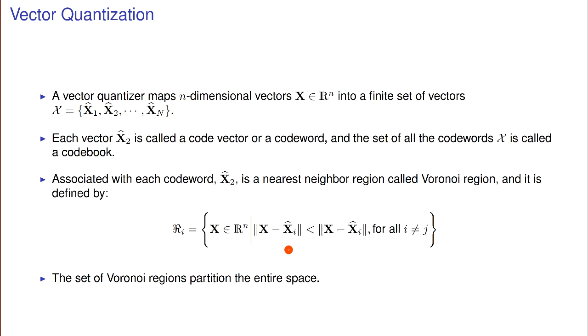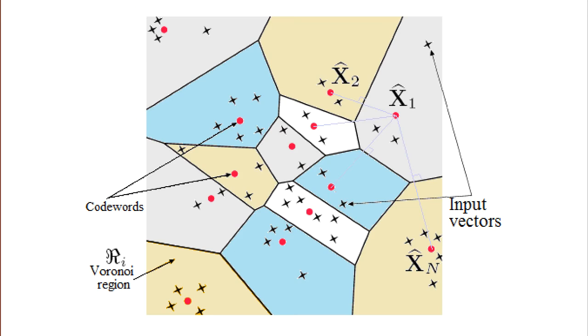And then this index at the receiver will reproduce x hat i. So you are encoded to the closest point to you. This R_i is called the Voronoi region. So let's see how this works.